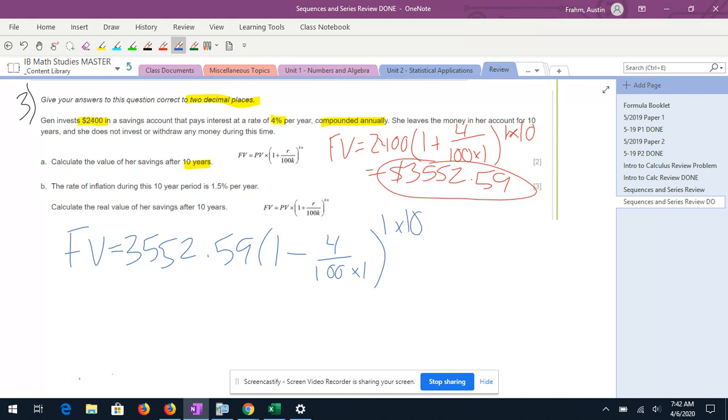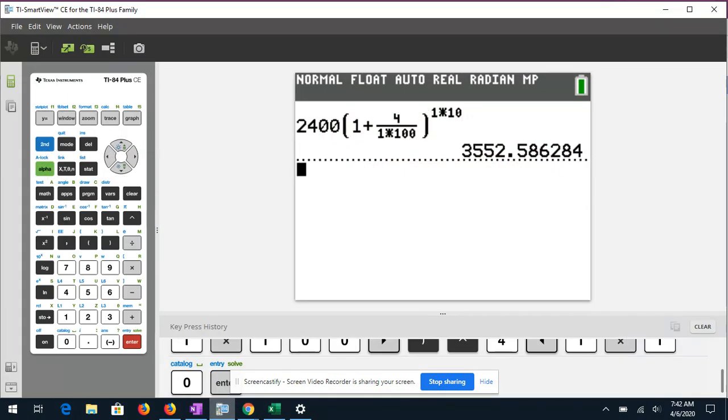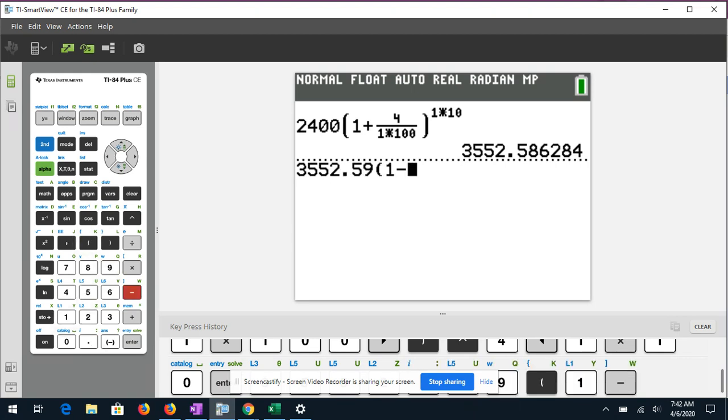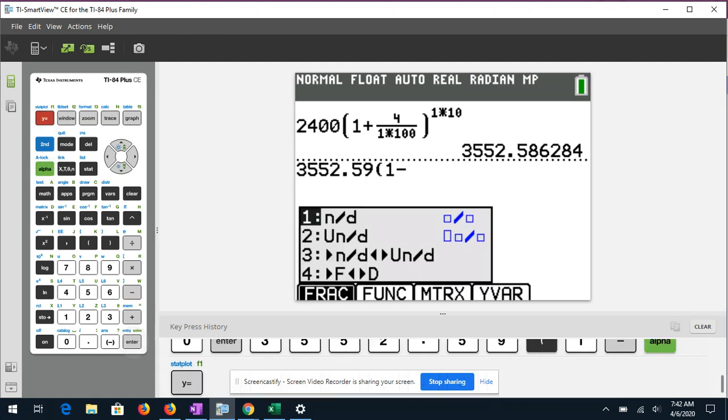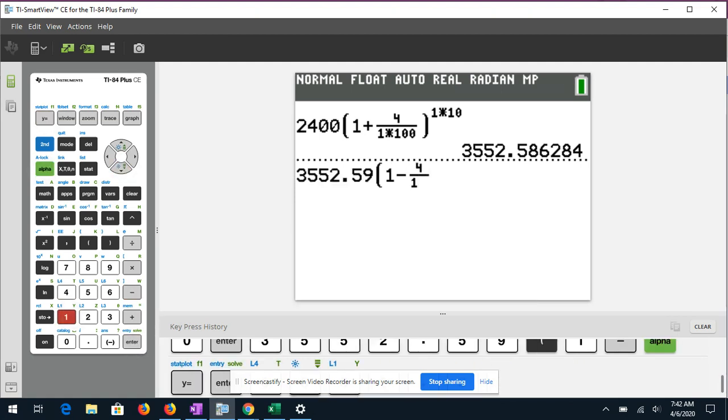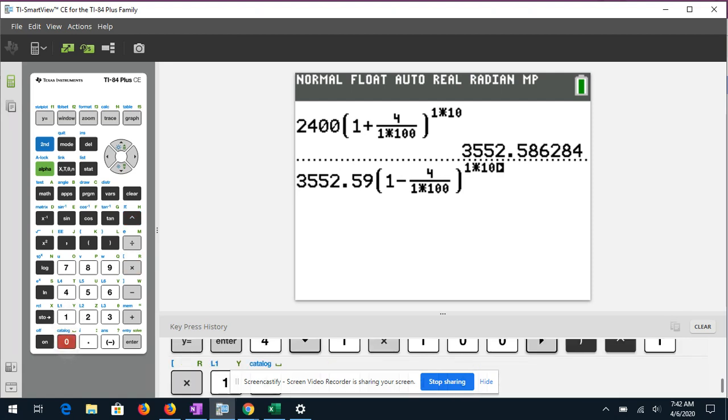Okay, with the inflation rate affecting interest in our equation, how it's going to affect our equation is that we're going to subtract the R over 100K. So now we type this into our calculator. 3,552.59 minus... so the real value of her account is only $2,361.88.